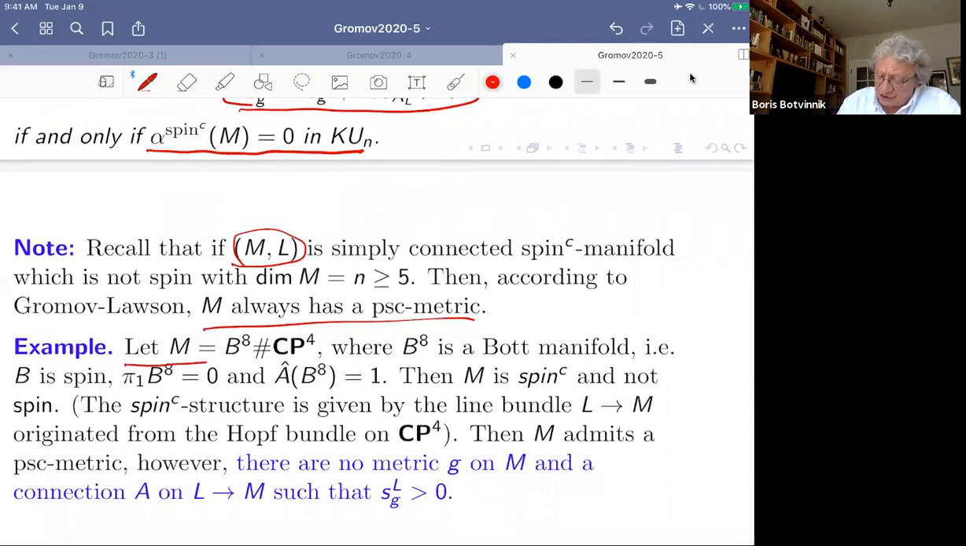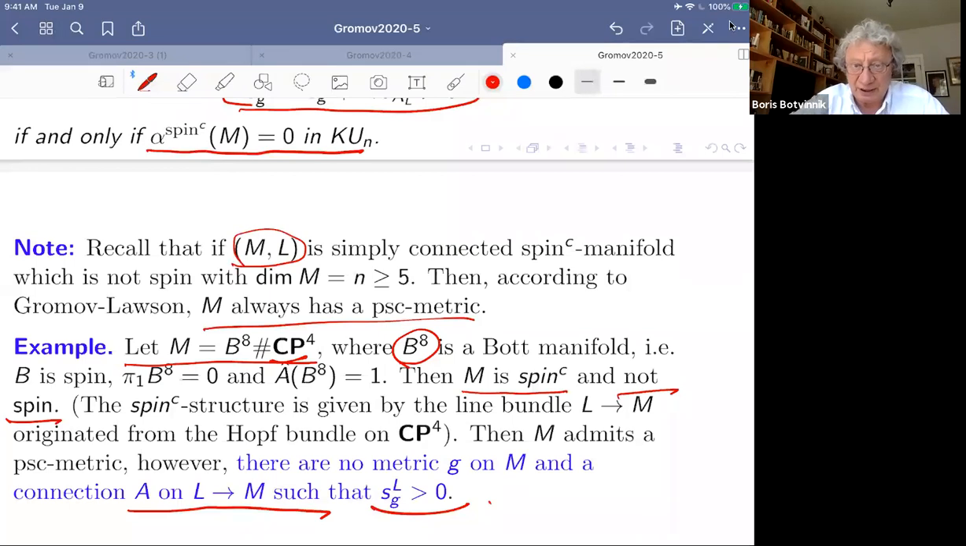And this is an example. Let's take the Bott manifold and take a connected sum with CP^4. And then we can verify that this manifold is spin^c and not spin. And of course it also has a metric of positive scalar curvature. However, there is no metric G on M and a connection A on L_M such that the twisted scalar curvature is positive. Thank you, and this is what I would like to share with you, and this is the end of the first part.